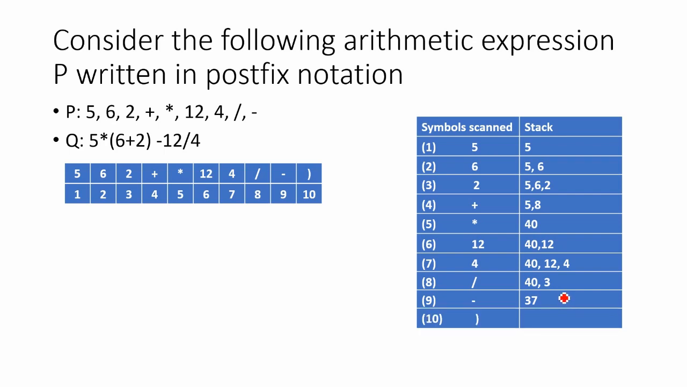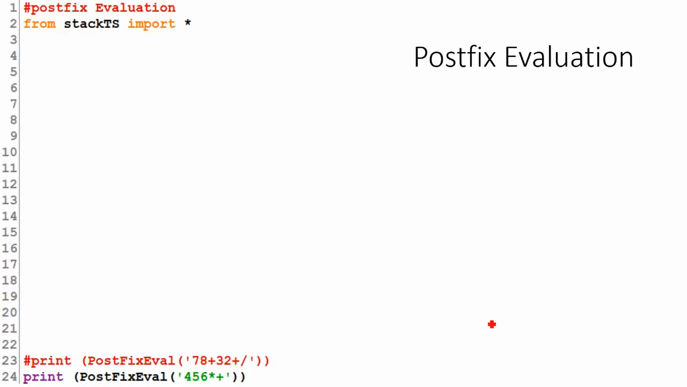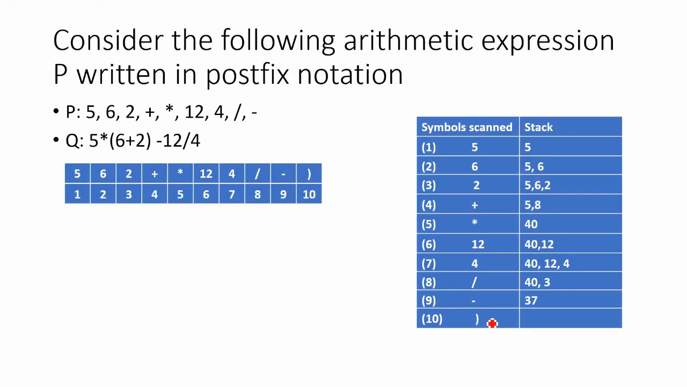And finally, when we scan the last one, it's a sentinel. So that means we have reached the end of the scanning process. And now once it has reached the end, we empty the stack. That means we pop the values from the stack, and that will give us the expected value. So the given expression is evaluated to 37.